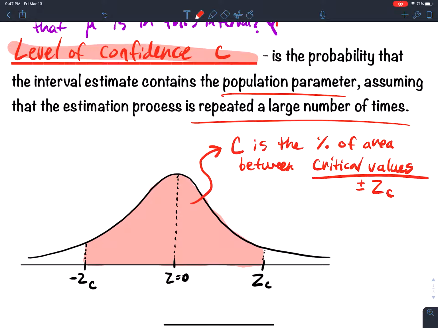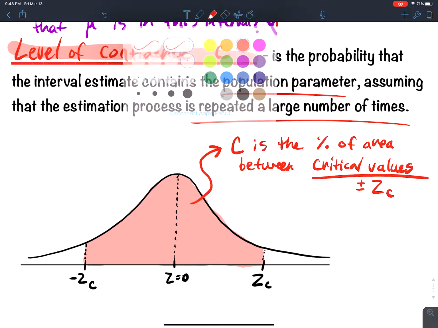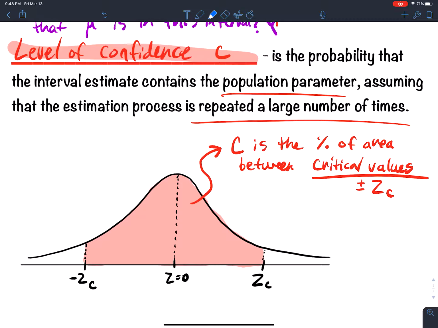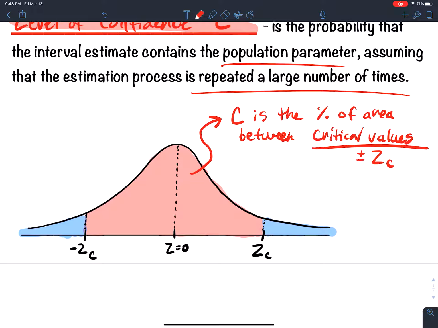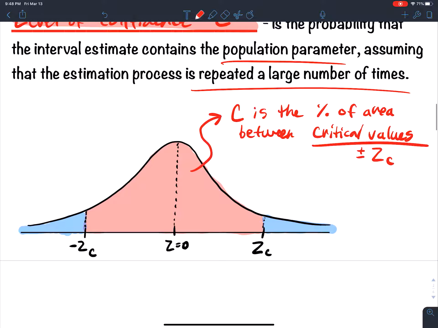So everything outside, let's do this in blue here, and then blue over here. Look how pretty our picture is. How cool is that? Let's just make up a C, okay? What if we made C equal to 90%? If 90% is in the middle, and we know it's symmetric, what does that mean?